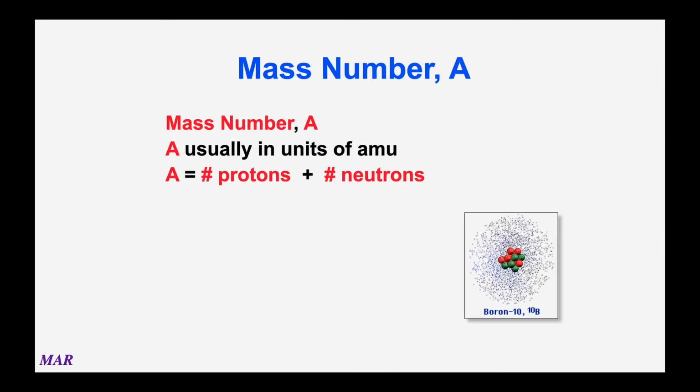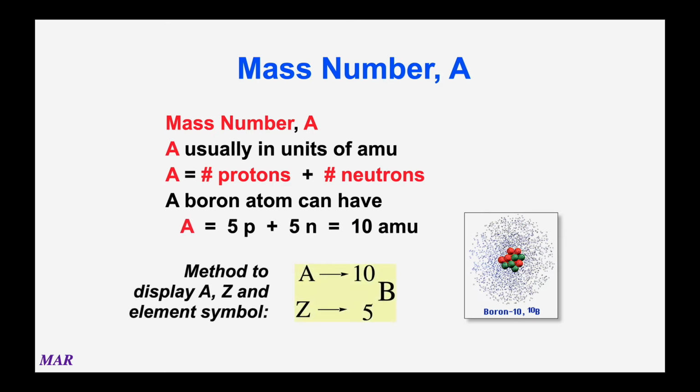In addition to the atomic number, which is the number of protons, it's also nice to know the mass number. Mass number is given the symbol A. And mass number, which is usually in units of atomic mass units, those really small grams we saw earlier, equals protons plus neutrons. So if you know the protons and the number of neutrons, you can find the mass number.